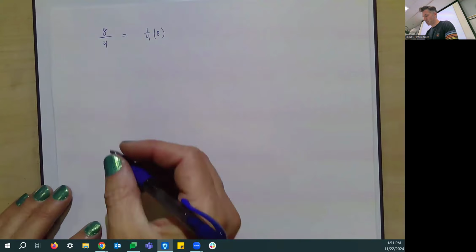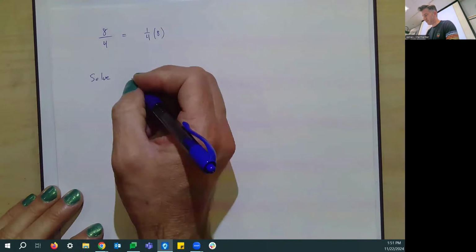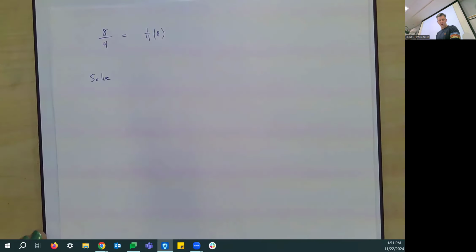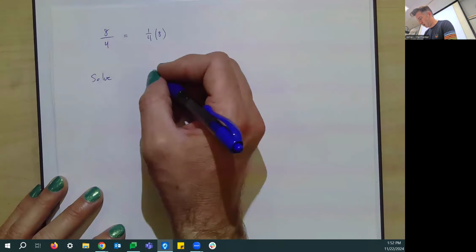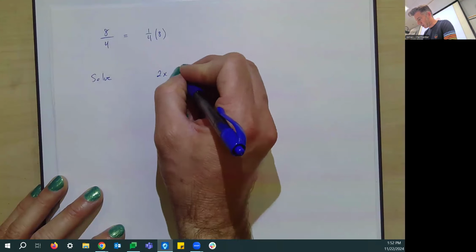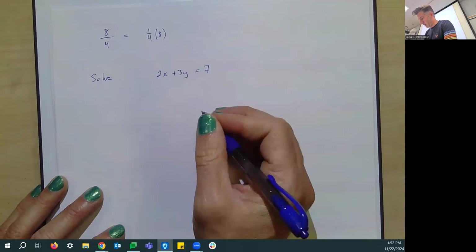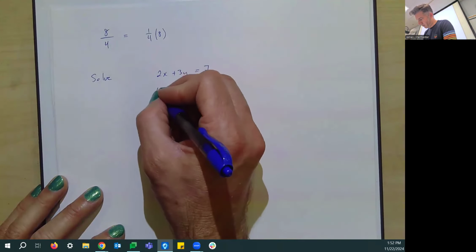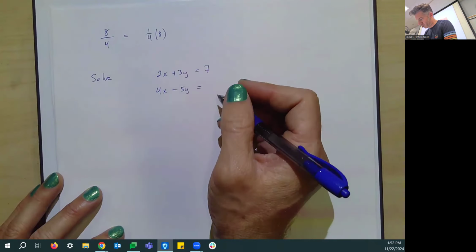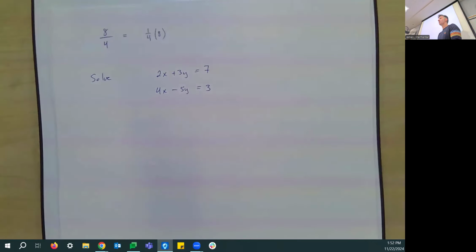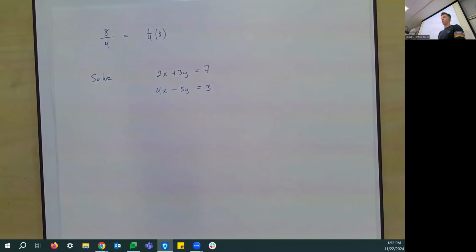So let's say I wanted to solve a system of equations. Let's make something up. I want to solve this system here: 2x plus 3y equal to 7, and 4x minus 5y equal to 3. I would love to solve that system of equations.